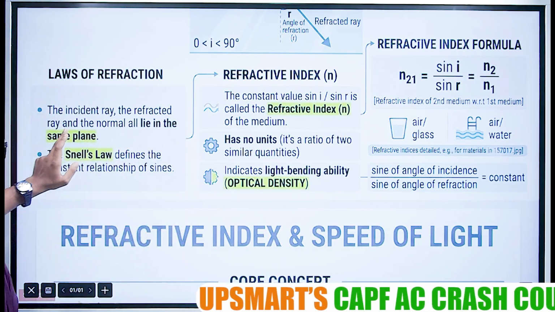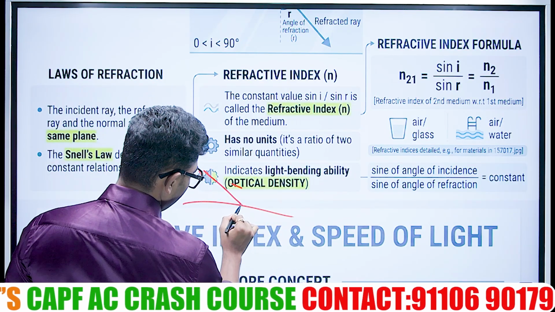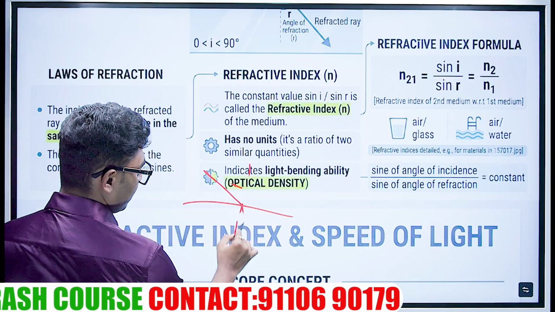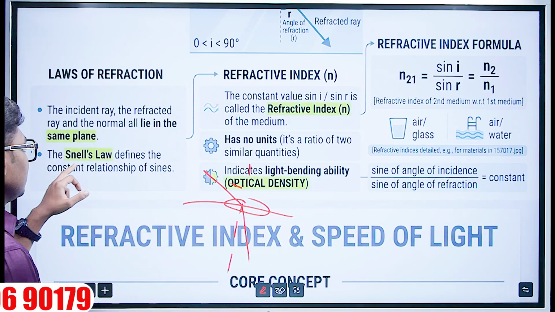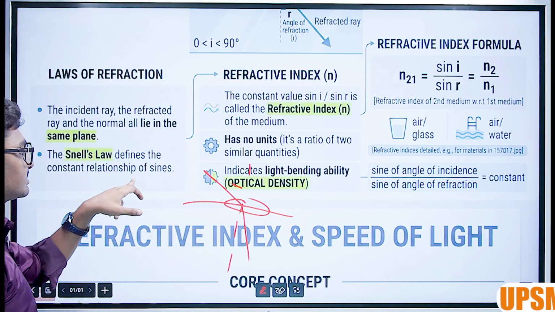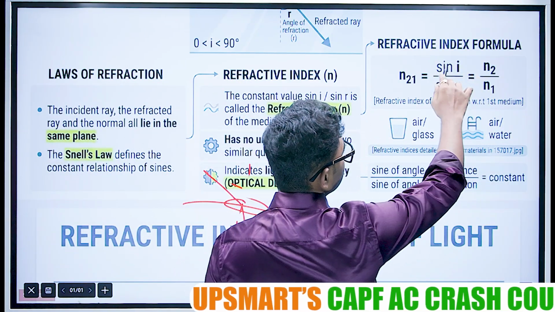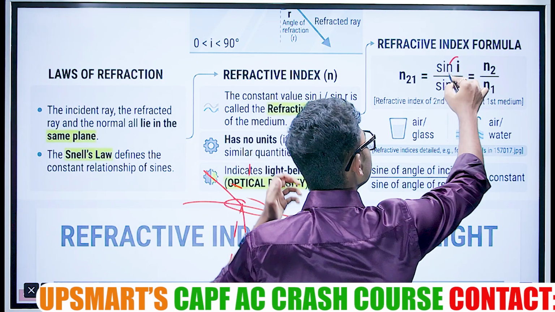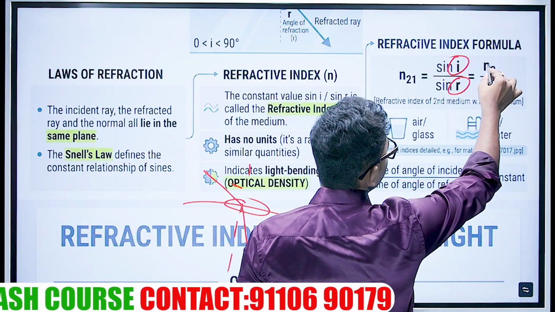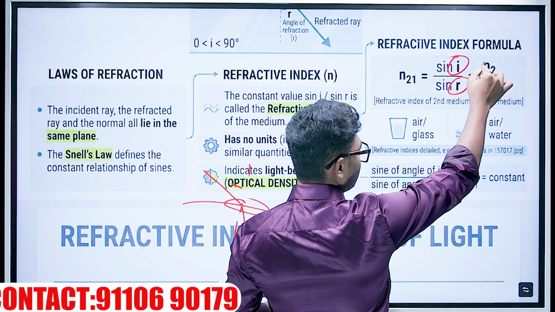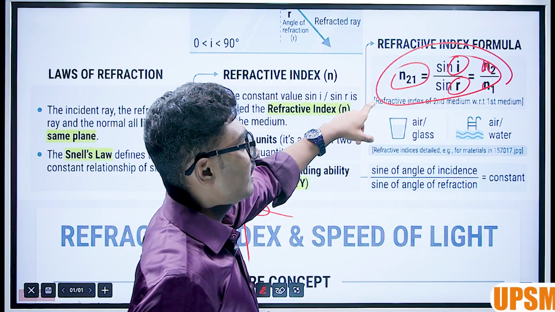The incident ray, refracted ray and the normal ray lie in the same plane. See, the incident ray, normal ray, refracted ray all lie in the same plane, and Snell's law defines the constant relationship of the sines. That is, the ratio of the sine of the incidence angle and the sine of the refracted angle is always equal to the density of the second medium by the density of the first medium. This is defined as the refractive index.